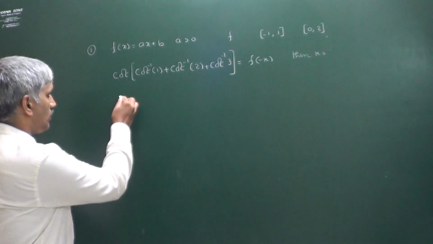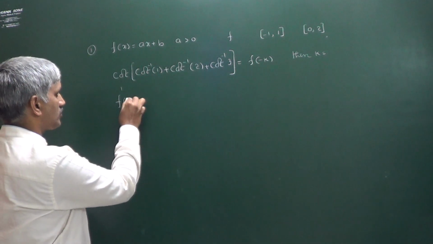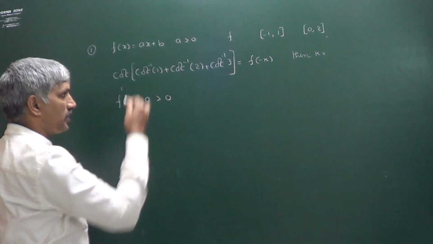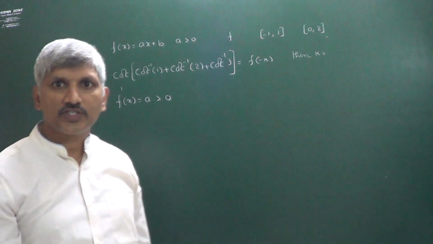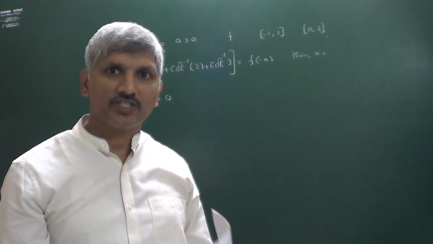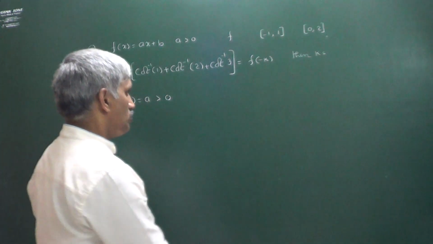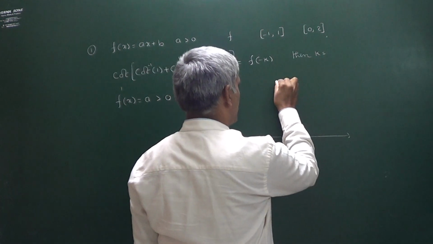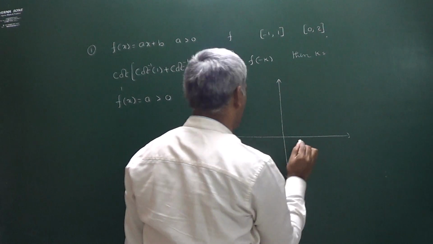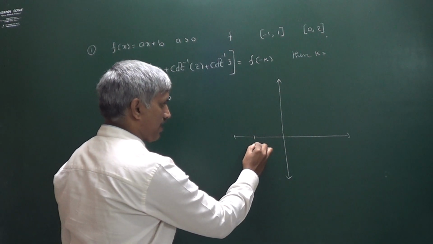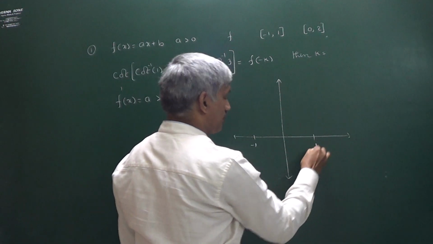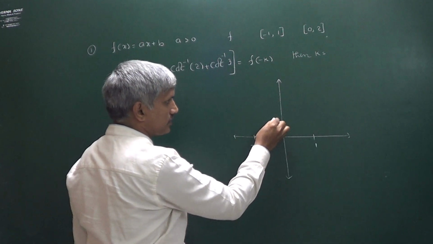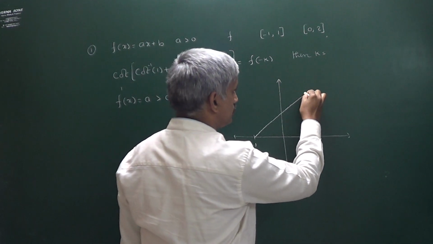So if you observe, what is f dash of x? F dash of x is equal to a, which is greater than 0 because a is greater than 0. F dash of x greater than 0 means what can we say? The function is an increasing function, and it is a linear expression, so it's a straight line. The function is defined from -1 to 1, so it is taking the values from 0 to 2.